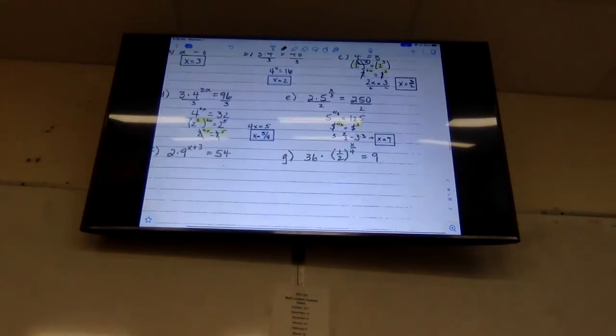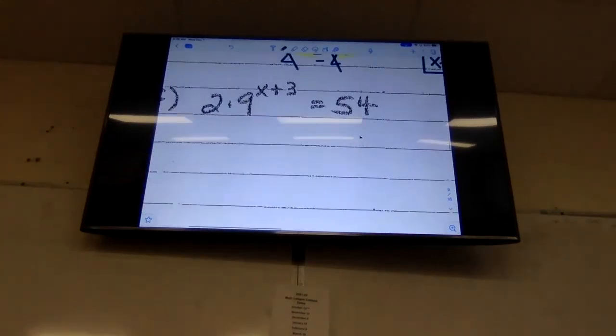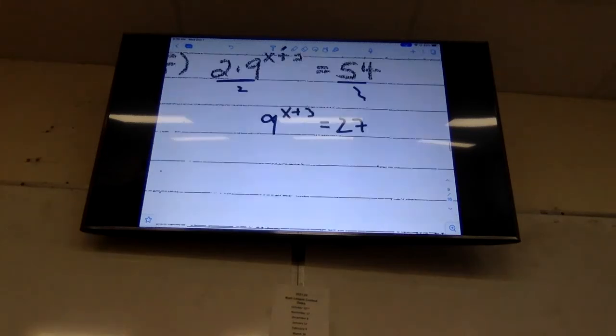All right, let's look at letter F. I know you might not be done, but let's look at letter F. We're going to divide by 2 from both sides. 9 raised to the x plus 3 equals 27. I can't write 27 as 9 to a power, but I can write both of them as 3 to a power. So 3 squared is 9. So that's x plus 3. And then 27 is 3 to the third.